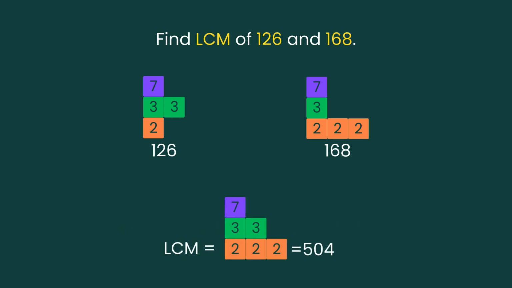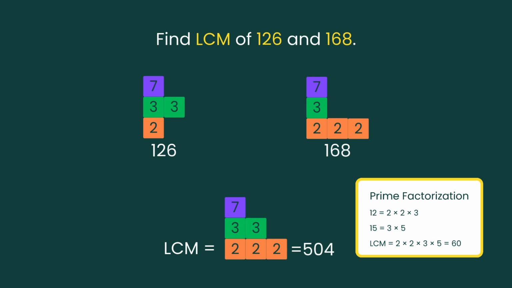Does this method match any method you learned earlier? Exactly. It is the same as finding the prime factors of each number, then multiplying the highest powers of each prime factor together. This method makes it quicker and simpler to find the LCM without listing lots of multiples.